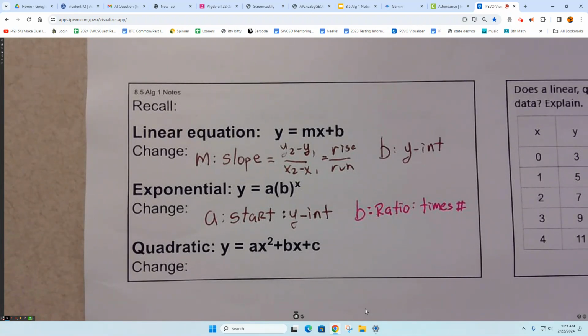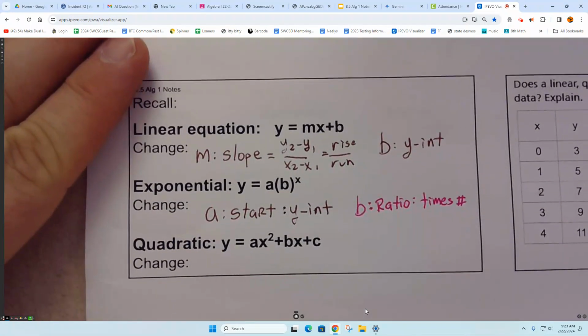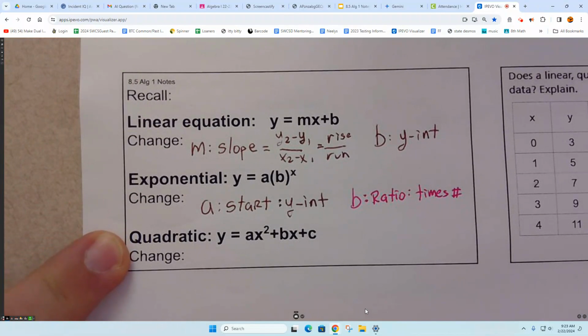Again, this is all review, but it's been a minute, so we're kind of trying to remember it. And then finally, what do you think the most important thing is with the quadratic?